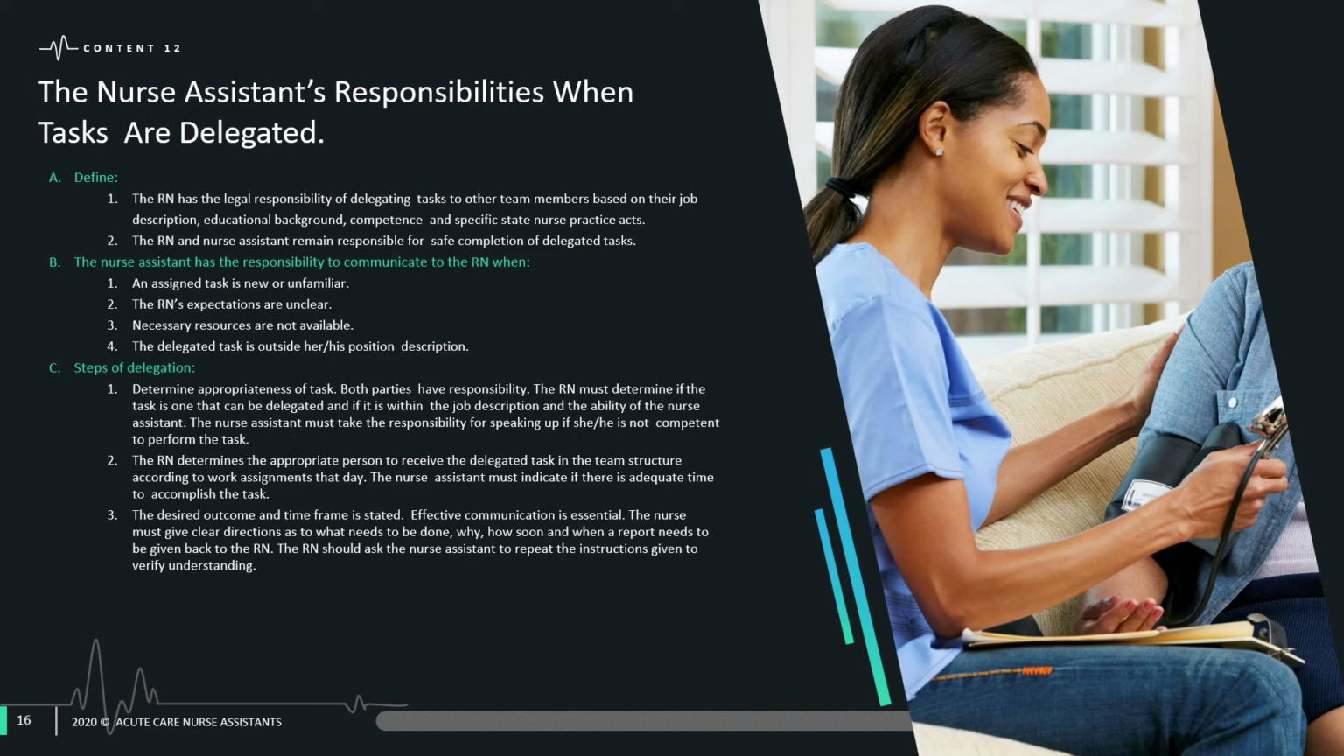The desired outcome and time frame is stated. Effective communication is essential. The nurse must give clear directions as to what needs to be done, why, how soon, and when a report needs to be given back to the RN. The RN should ask the nurse assistant to repeat the instructions given to verify understanding.